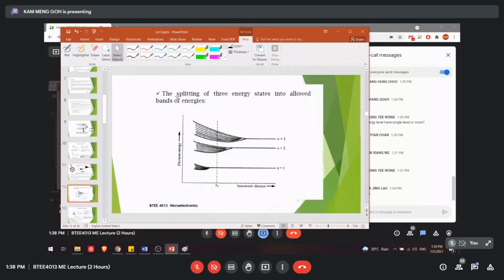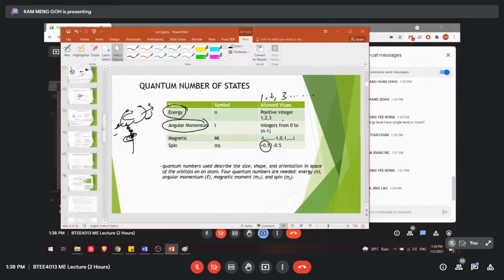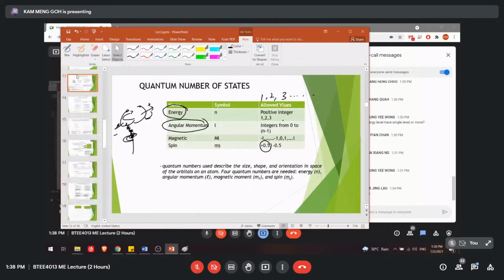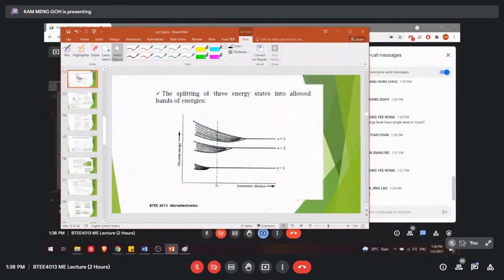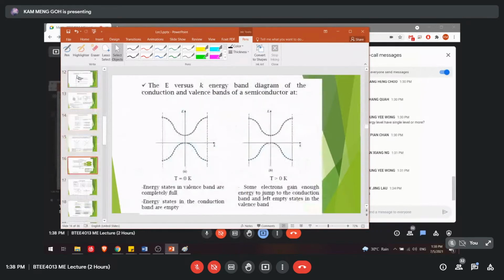So this is the splitting of the three energy states, n1, n2, n3. These n1, n2, n3 represent the first quantum numbers. This one is not that important. The important one is this one.